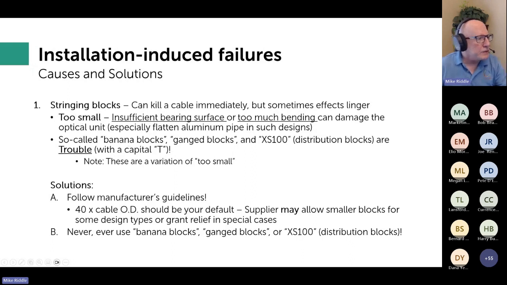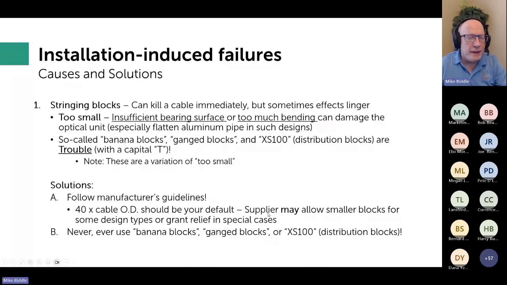So the solution to stringing blocks is to follow the manufacturer's guidelines. If you don't have a good guideline to the contrary, you can use 40 times the cable diameter as a good default. So if I've got a cable that's a half inch in diameter, I should use a block that's 20 inches root diameter. We'll talk about that on the next slide.